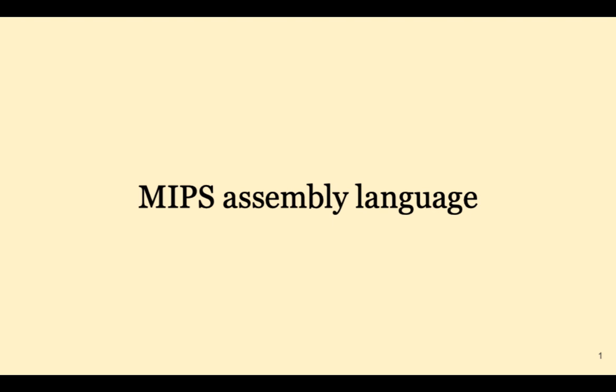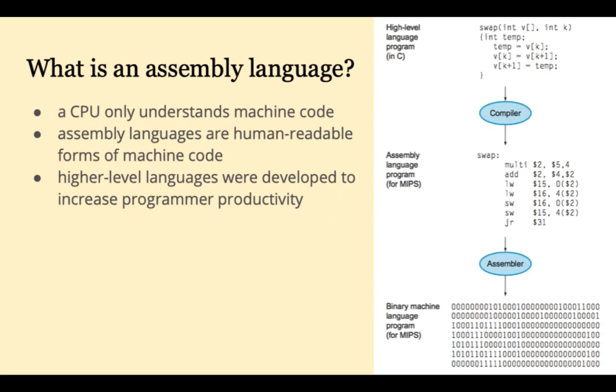Welcome back. Today we're going to look at our first assembly language programs. What is an assembly language? The CPU only understands machine code, ones and zeros. But ones and zeros are tedious for humans, so assembly languages were developed to make coding easier for us. Assembly languages are closer to the hardware. They allow programmers to have better control of the CPU than higher-level languages.